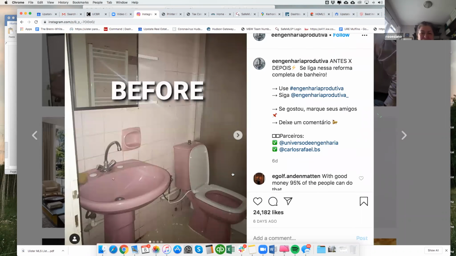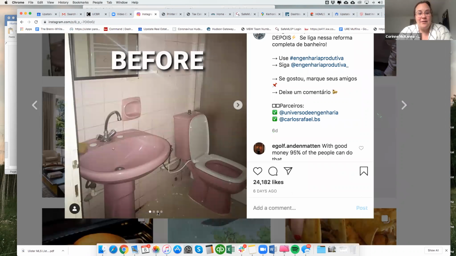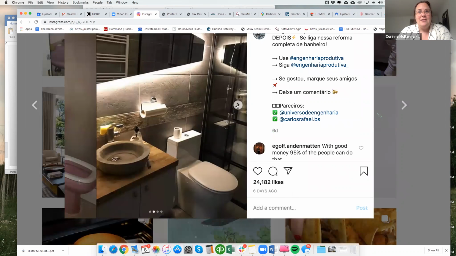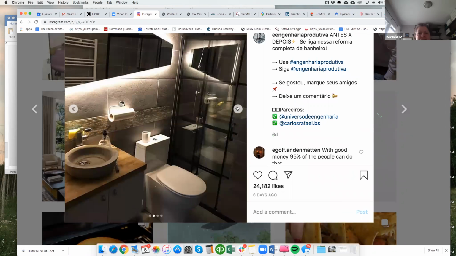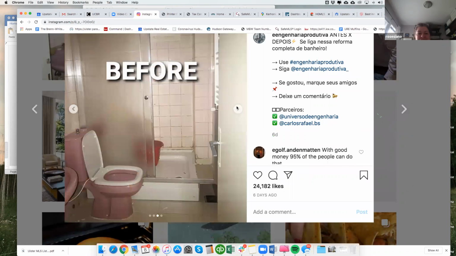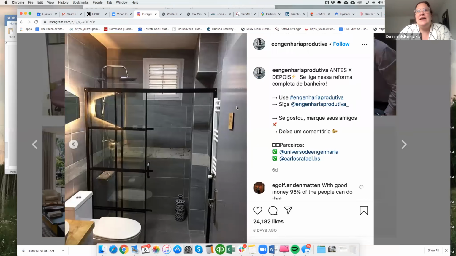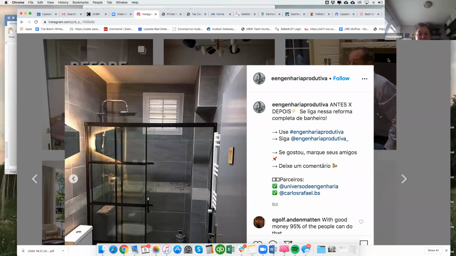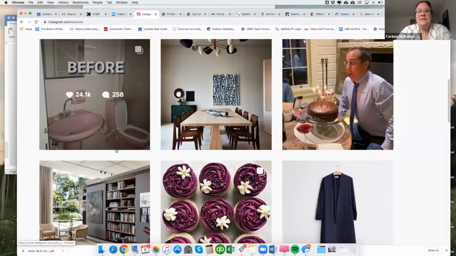So here's the before. What you can see here is there are four images. That's what these four dots are. This is a slideshow. Before, after. Your brain is like, please click. So the other one that I saw here was like, please click.